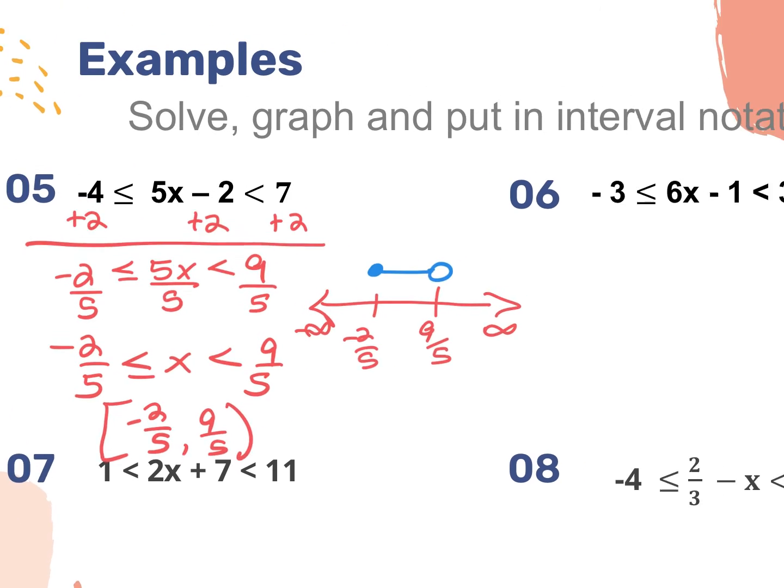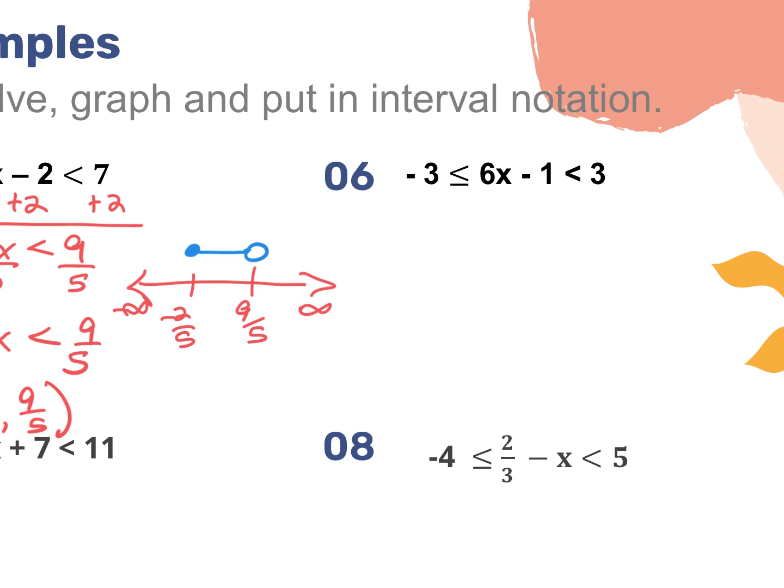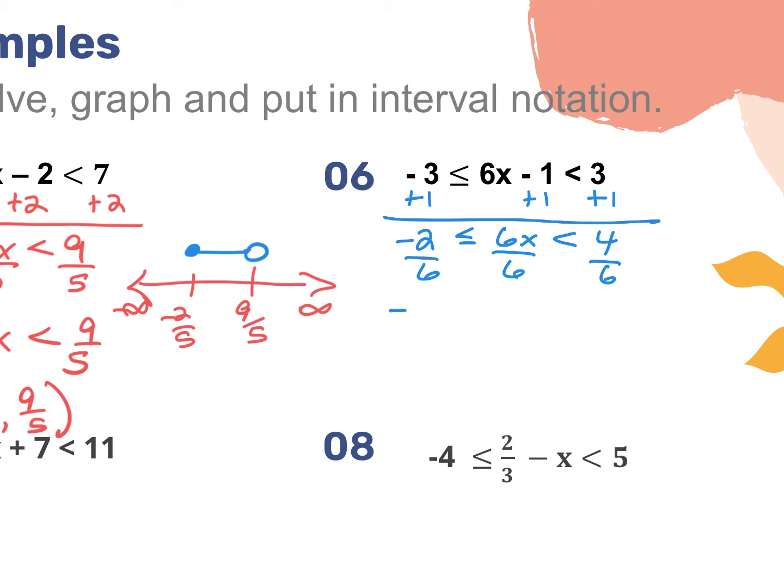I'm going to do the same thing here. Treat it to all 3 parts. So I'm going to add 1 to the left, center, and right. I get negative 2 less than or equal to 6x, which is less than 4. Now I divide everything by 6. And I get negative 2/6 less than or equal to x less than or equal to 4/6.